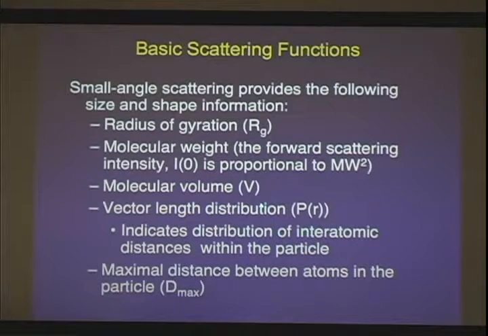Another important scattering function that we get is the length distribution curve, which tells us the interatomic distances within the particle between any two atoms. And this gives us an idea of the overall distribution of mass within our molecule. And then from the P of R, we also obtain the maximal end-to-end length of our molecule, Dmax.